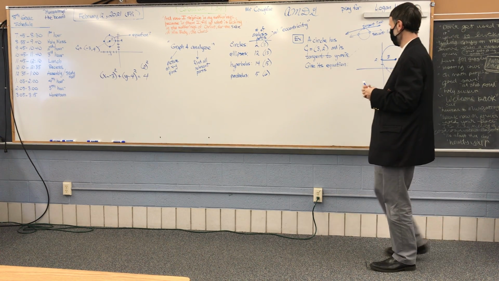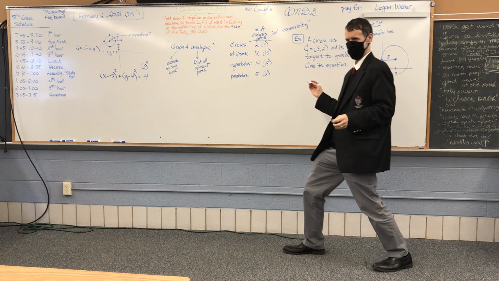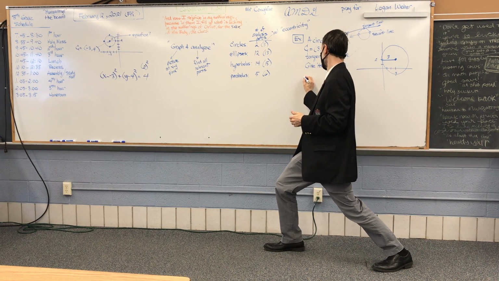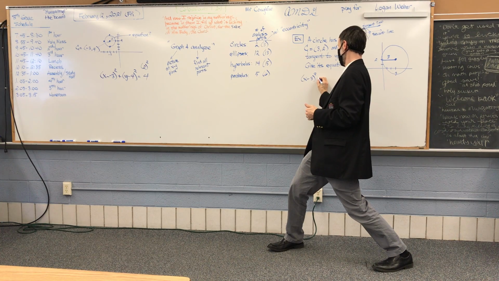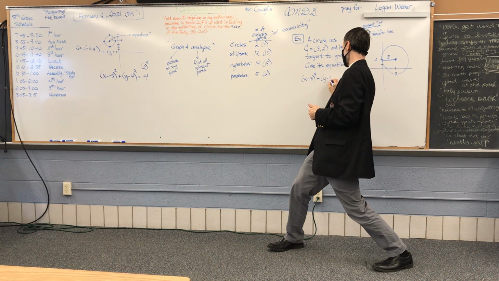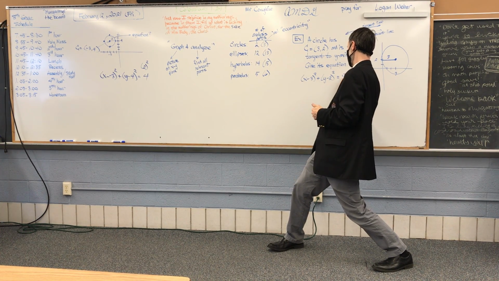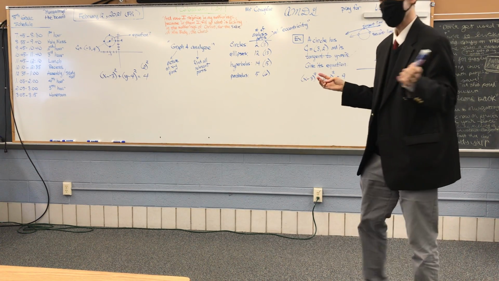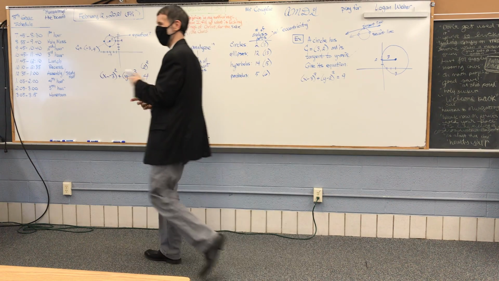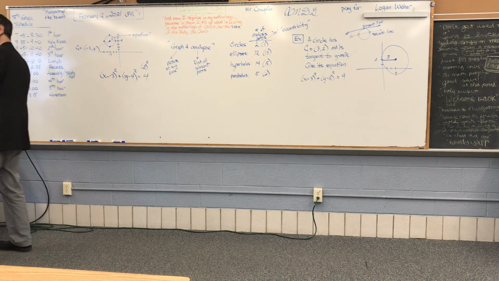Can anybody give me the equation? It'd be (x minus 3) squared plus (y minus 2) squared equals 9. Correct. Does that make sense? This is sort of a detective problem where we had to find our own radius. But it worked.